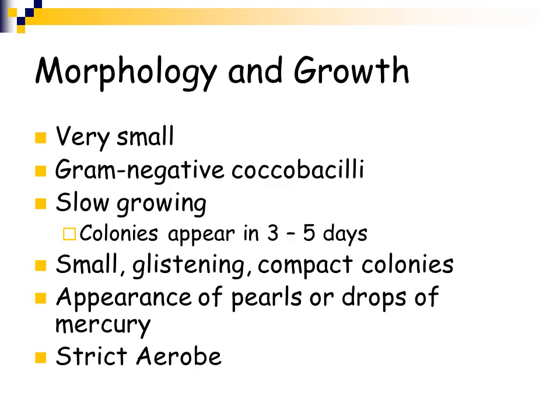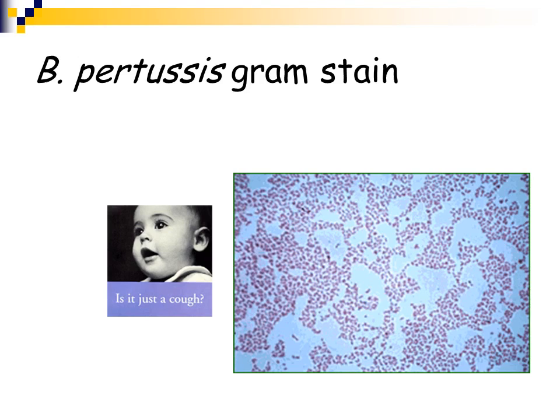Now, the organism growing on an agar plate is very small. These are gram-negative coccobacilli, so teeny tiny rods. Colonies won't show up on a plate until about 3 to 5 days, so they're a little more slow growing than your typical bacteria. They generate small, glistening, compact colonies that are usually described as pearls or drops of mercury, and this organism is a strict aerobe.